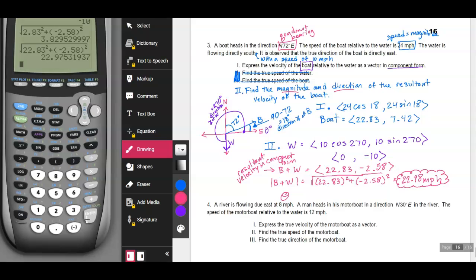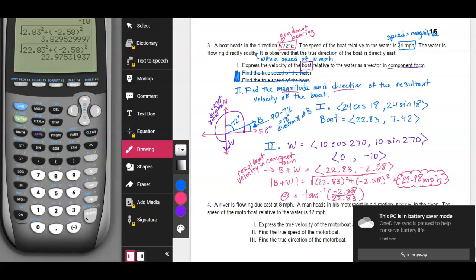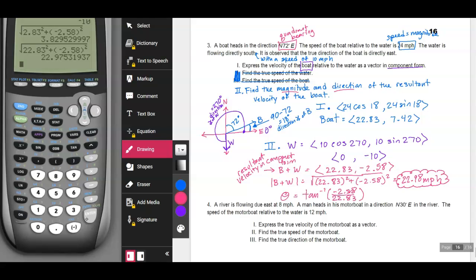Then to find our direction angle, remember it's inverse tangent of our B over our A. So that's inverse tan of negative 2.58 over 22.83, negative 6.45. Now, is this my answer and I'm done?